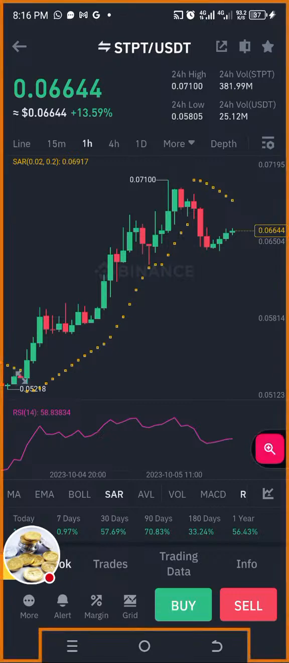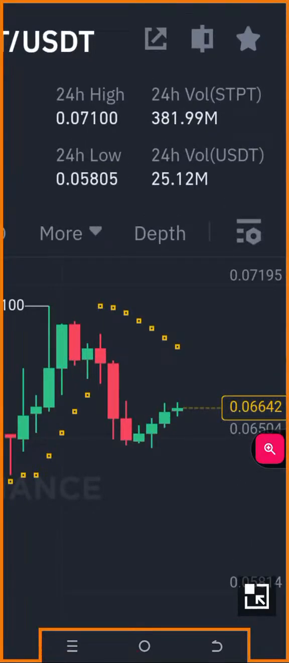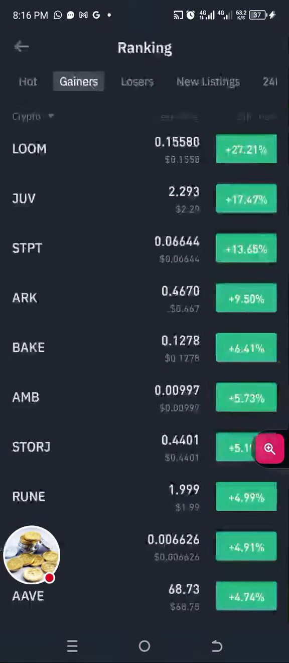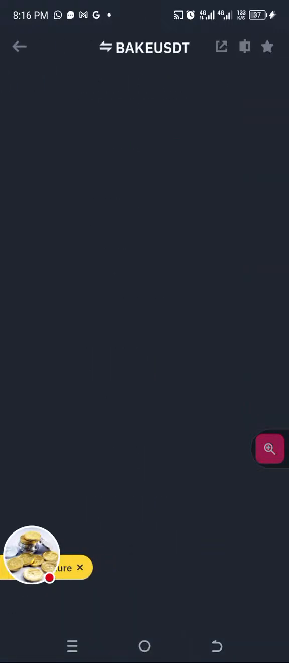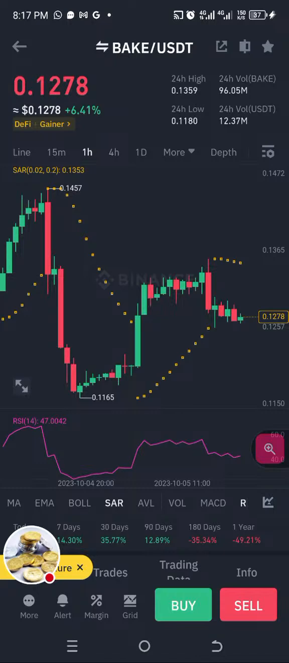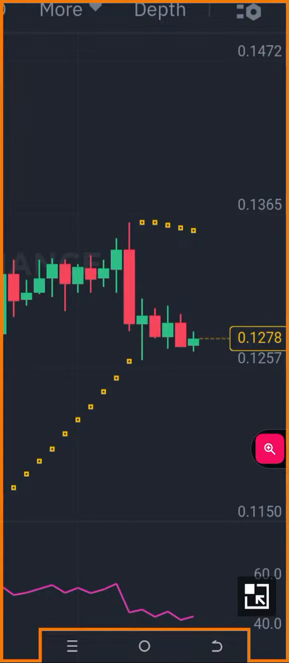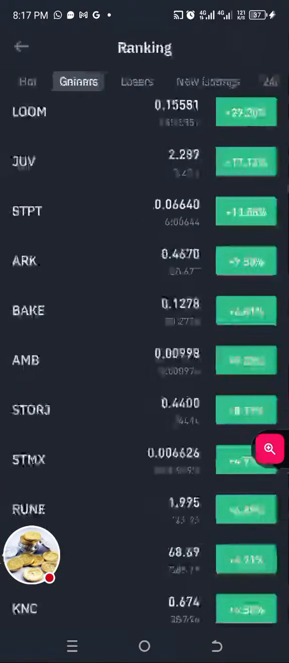But the only problem I'm having is that the parabolic SAR has gone really far and it looks stuck. And this can pull out one that you don't expect. So I'm not going to go for this. I'm not seeing enough volatility for me to go with this, right? Then the next one, let me look at BAKE. Same way, the parabolic SAR has set in. I'm not doing this. Let's go check another one.